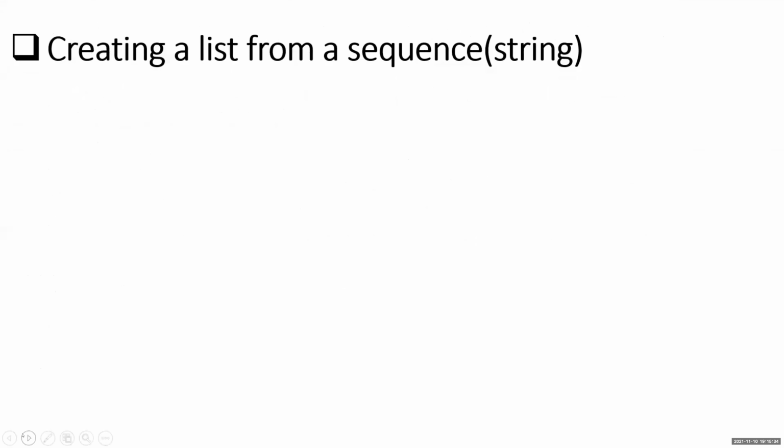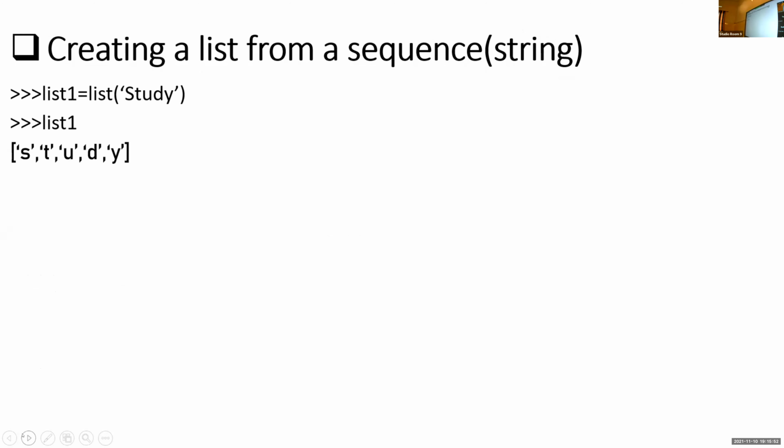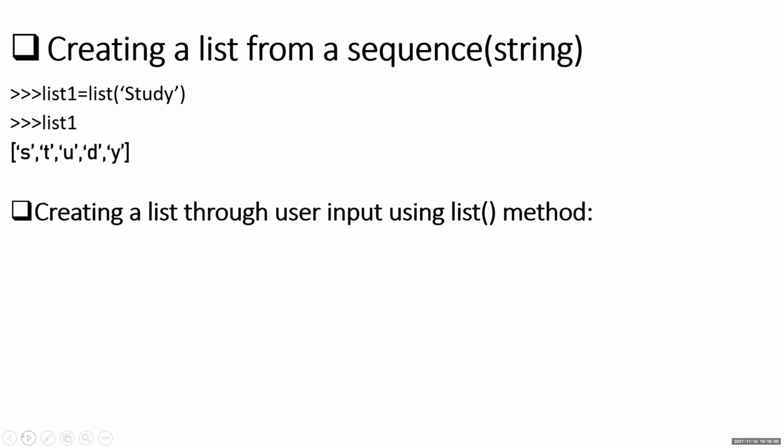Creating a list from a sequence, like a string. So list1 equal to list, and in brackets, "study". When we enter list1, it will be formed like this: in square brackets, 'S', comma, 'T', comma, 'U', comma, like that, as strings.